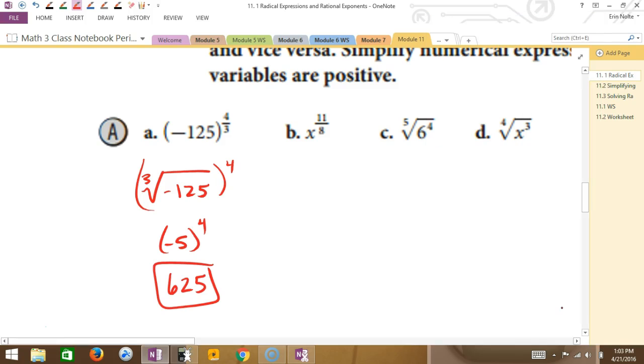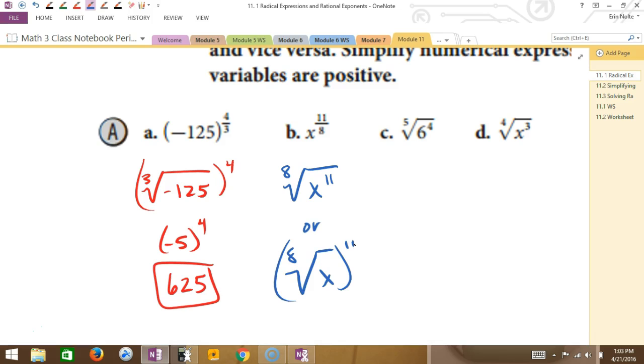Let's just take this and throw it into radical form. What's the radical form of this? The 8th root of x to the 11th power. Perfect. So you could have written it that way, or you could say the 8th root of x in parentheses to the 11th. Both of those are equivalent. One is not more simple than the other. So either way works.